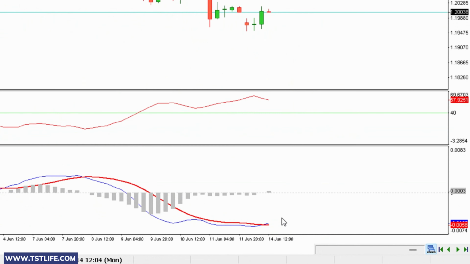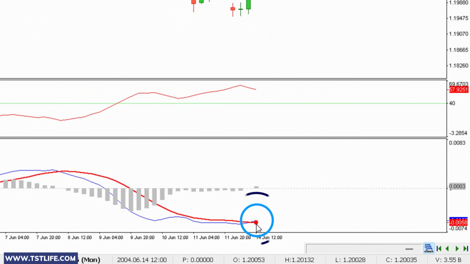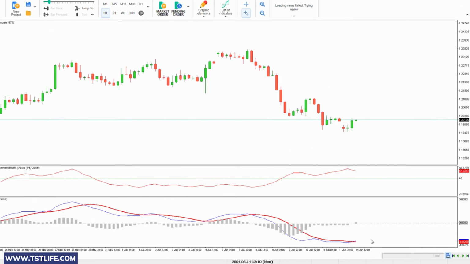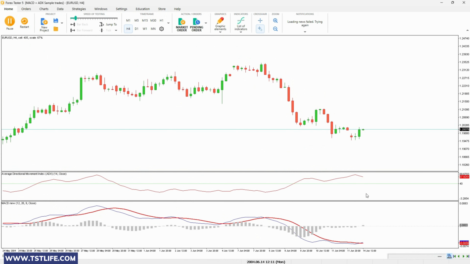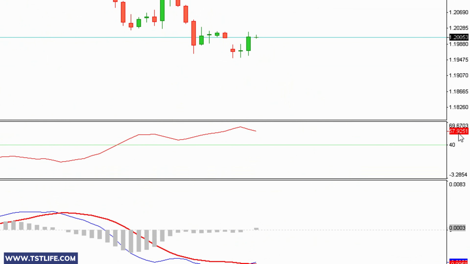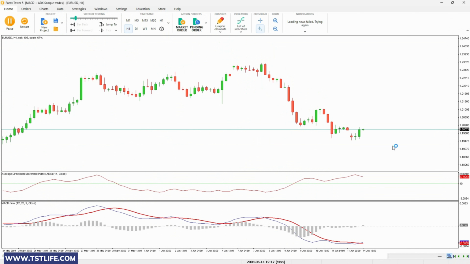Here, for example, we can observe a bullish MACD crossover, where the MACD line has recently crossed above the signal line, while both remain below the MACD zero level. This suggests the potential for an increase in upward momentum. On the ADX indicator side, we observe that the ADX line is above the 40 threshold, confirming the presence of a significant upward trend that supports buy entries.